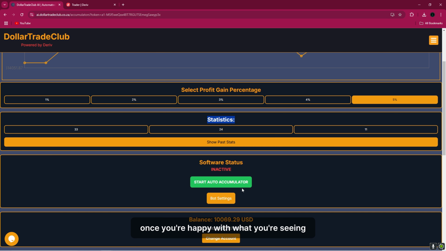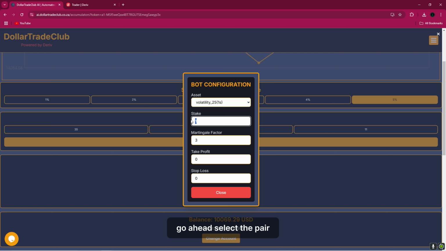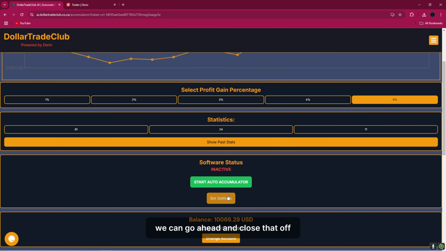Once you're happy with what you're seeing, go ahead, select the pair. In this case, I will use, we'll stick to $1 stake and a martingale of about 3.5. So you can stick to 3, you can play around from 3 to 3.5, but always stick to the same martingale factor once you find the one that works. I recommend 3.5, anywhere between 3 and 3.5, alright? Then stop loss, take profit is self-explanatory. We can go ahead and close that off.